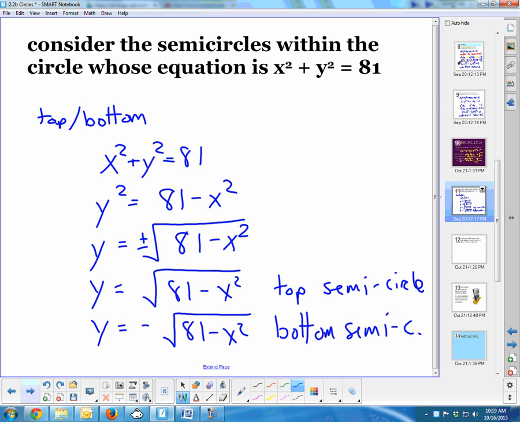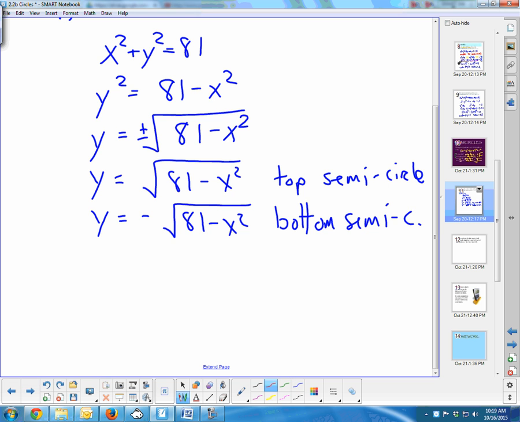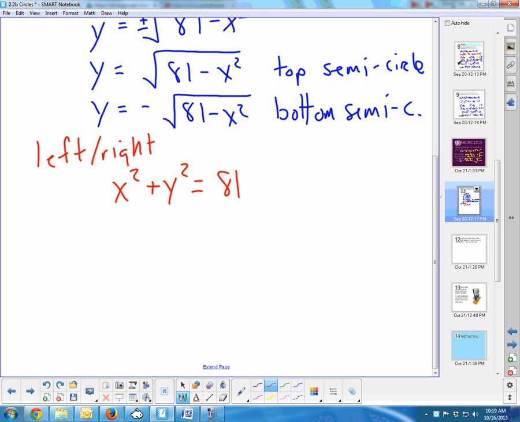Okay, if you're back, and I want to find the left and right halves of my semicircles, I'm going to take my equation x squared plus y squared equals 81 and solve for x, my horizontal variable. x squared equals 81 minus y squared. x equals plus or minus the square root of 81 minus y squared. And then just separate them out.